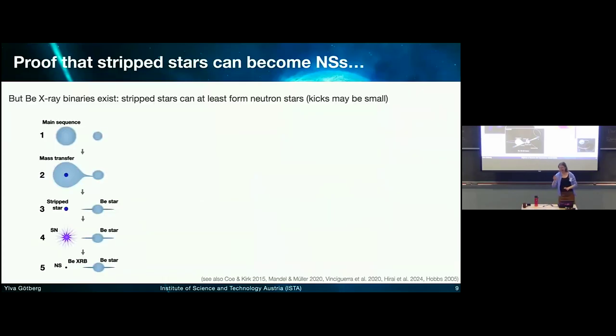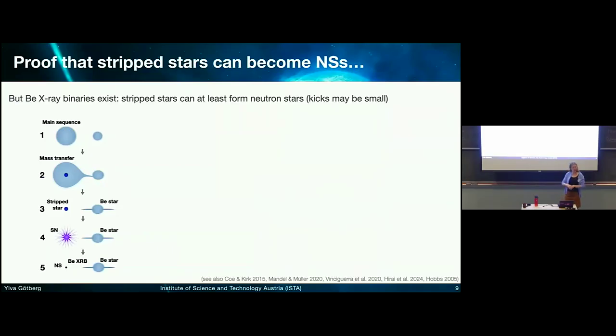I think where we are certain is that we know that strip stars can become neutron stars. Because we know that there are BE X-ray binaries, let's remind what is a BE star, or how you can create a BE star through binary interaction. You do mass transfer, the accretor star spins up, starts to shed this disk because it rotates so rapidly. Then you have a core collapse, and the neutron star can start to plunge through this BE star disk.